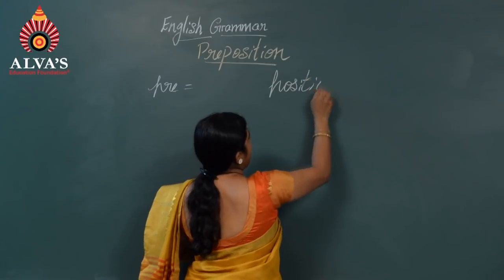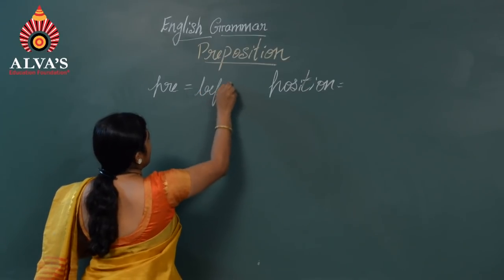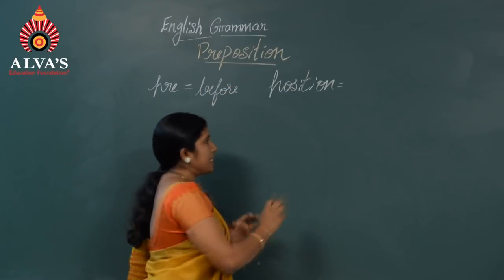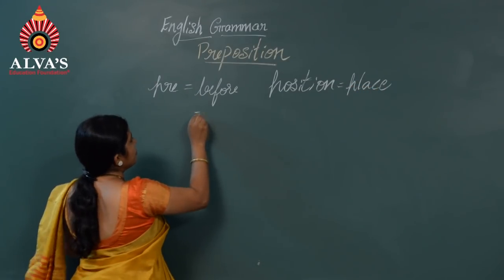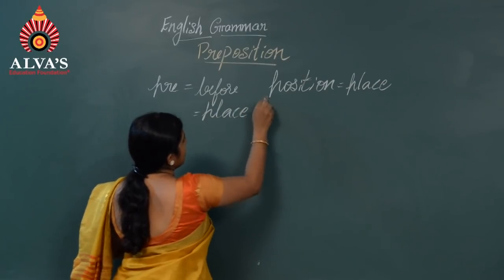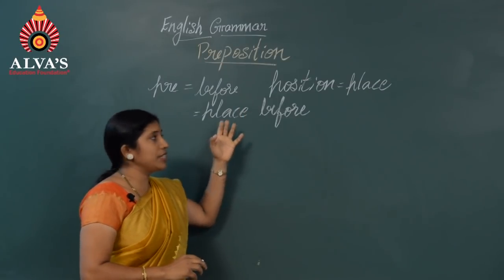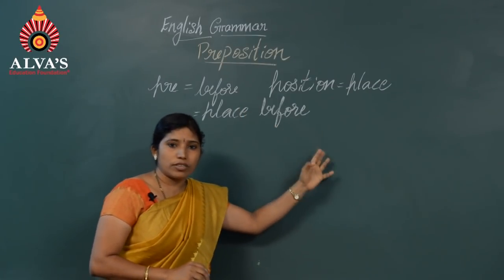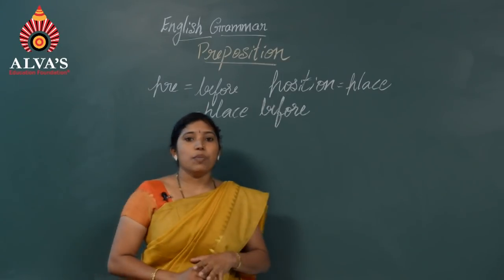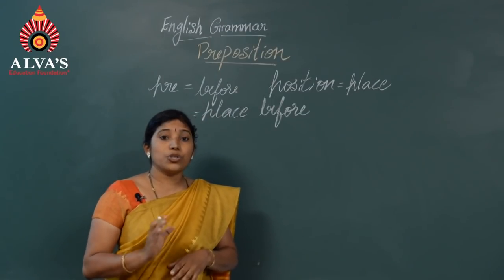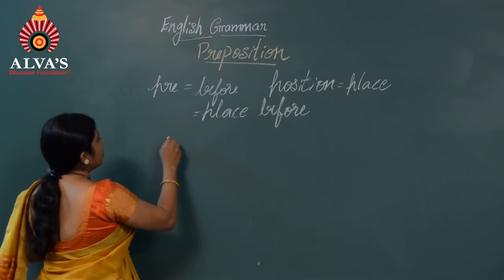What do you mean by pre? Pre means before. What do you mean by position? Position means place. Place before. Prepositions are the words which are placed before. Placed before what? Before nouns or pronouns. It means it is a word placed before a noun or pronoun to show its relation to some other words in the sentence.